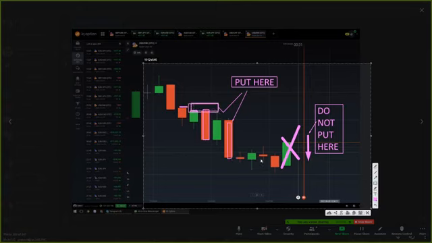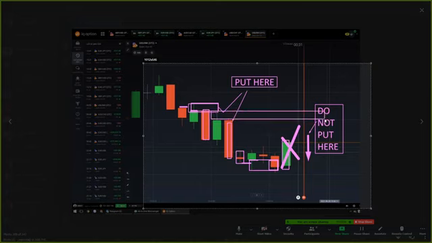Okay, now what? The green one failed to break the extreme level of the red, so you have a zone here. This one comes, you can enter here. And when the candle comes up here, you can enter put. Any candle coming up here, you can enter put. So yeah, that's it.